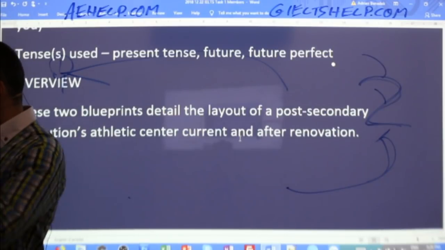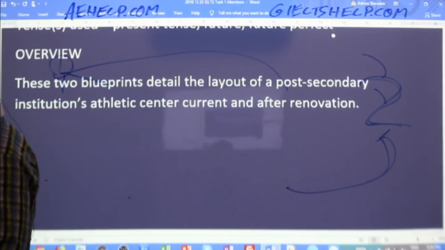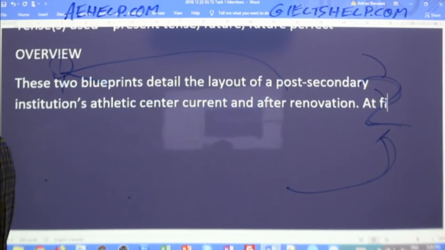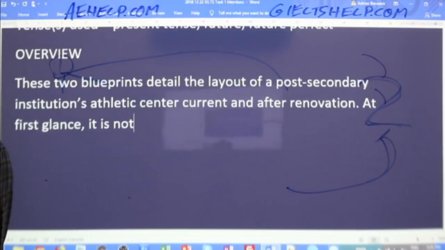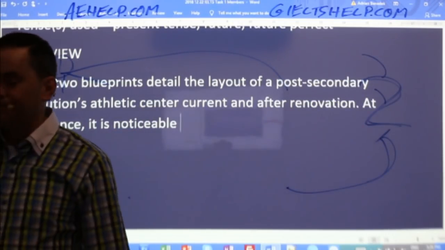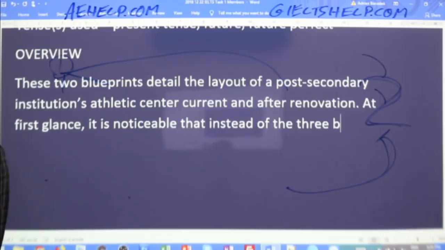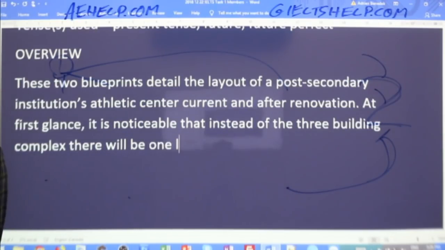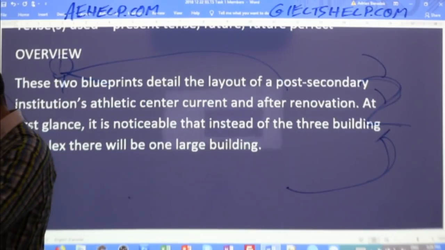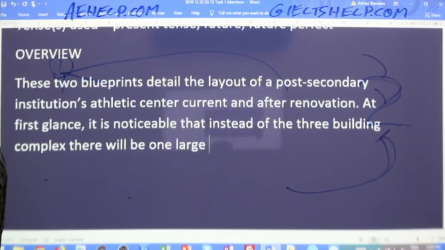So these 2 blueprints detail the layout of a post-secondary institution's athletic center, current and after renovation. At first glance, it is noticeable. So you don't write you can notice or you will see, because it's third person. So at first glance, it is noticeable that instead of the 3 building complex, there will be one large building. Okay? Or you can say structure to avoid repeating the word building in the same sentence.